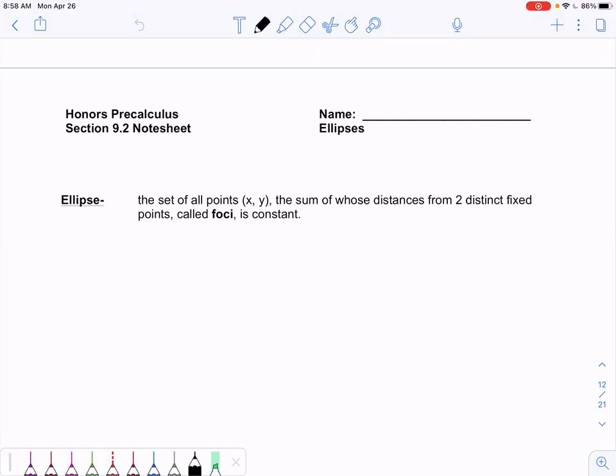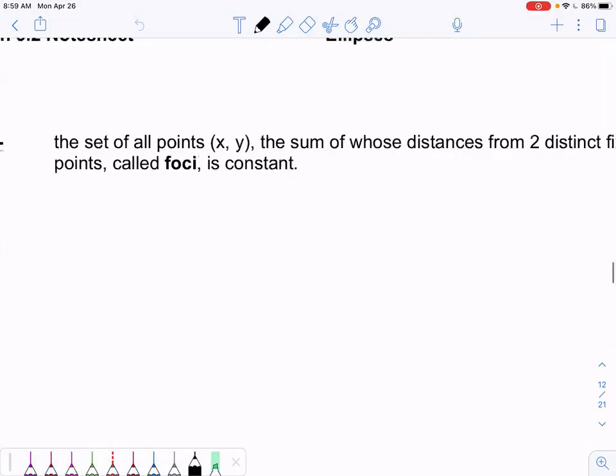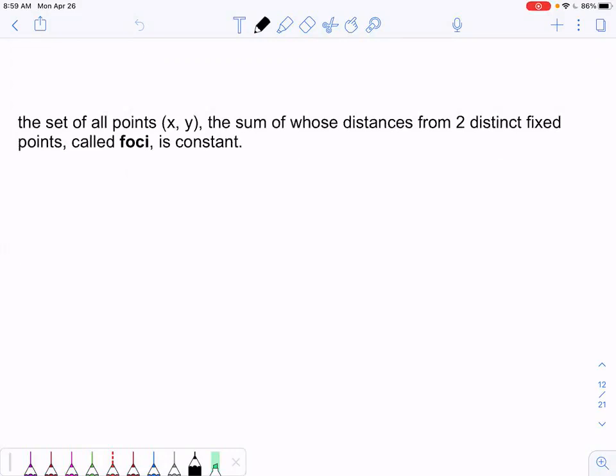ellipse. So looking at our definition, an ellipse starts off with the set of all points, which is how every single conic starts. That's that locus. So every conic has the set of all points. And then they have to meet a condition, a geometrical condition. And this condition says the sum of whose distances from 2 distinct fixed points, called the foci, is constant. So remember a parabola. A parabola exists because anywhere on the parabola, the distance from the focus to the parabola or the distance from the directrix to the parabola is the same.